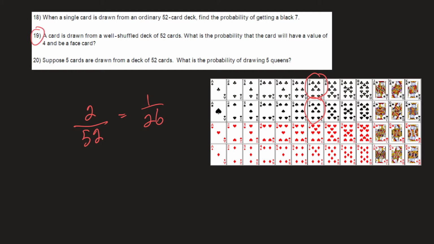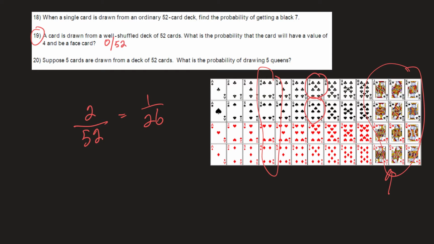Number 19, card drawn from a deck, what's the probability they'll have a value of 4, and what's the probability that the card will have a value of 4 and be a face card? Well, here's the 4s, here's the face cards. You can't have the same thing. You can't have a number 4 on a face card. So there's no way you can do that. That's 0 out of 52.